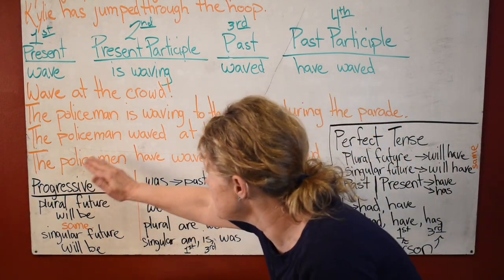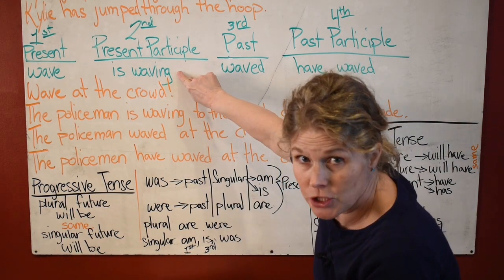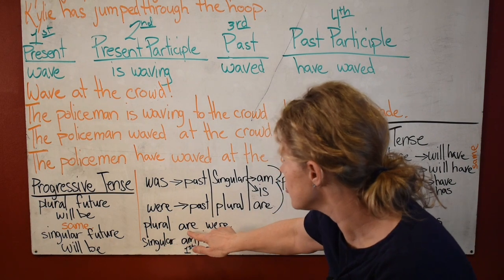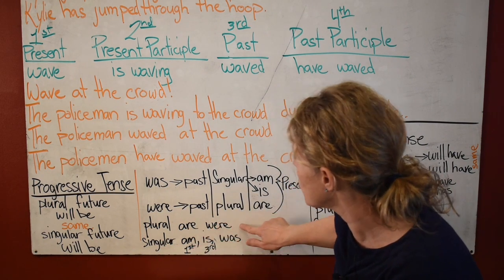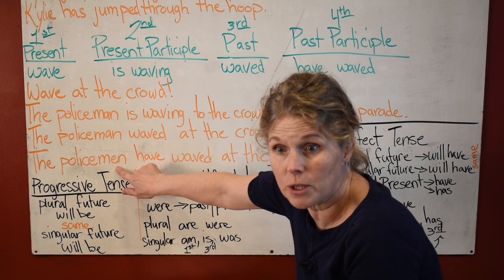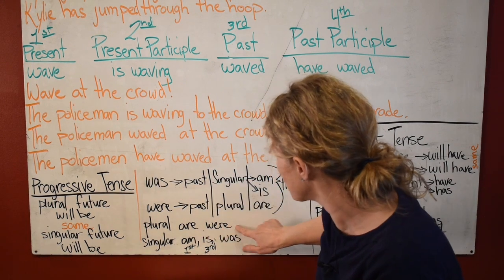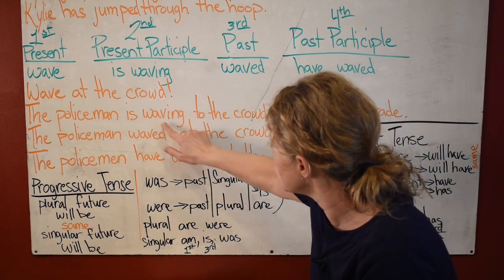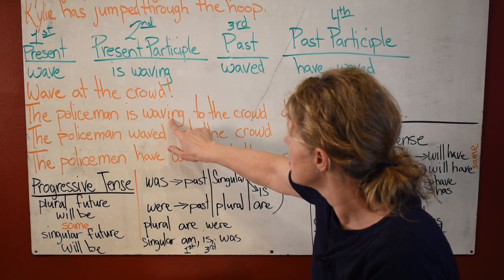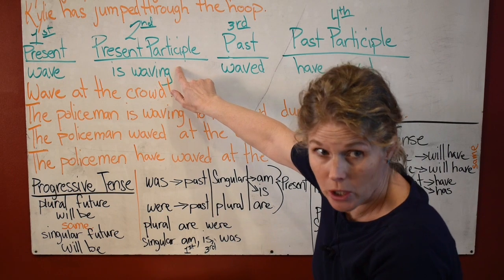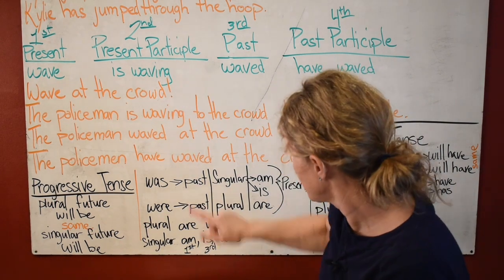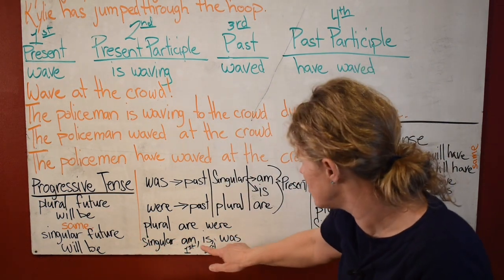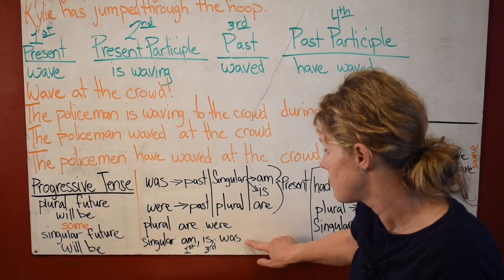For the progressive tense, that means the ing, the continuous action, you have plural, you're going to use are and were, and that means you're going to use the plural subject with the plural verb with your present participle, the ing. Okay, now singular, you're only going to use am, is, and was.